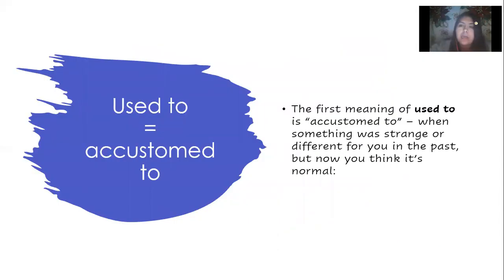It's so easy. First of all, we have a definition about the first use of used to. That means accustomed to. The first meaning of used to is accustomed to: when something was strange or different for you in the past, but now you think that it's normal. And yeah, that's the first meaning of used to.